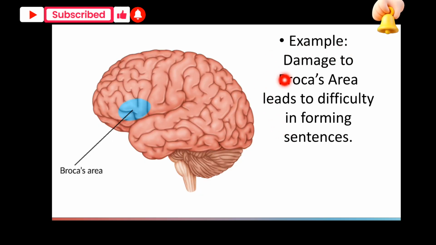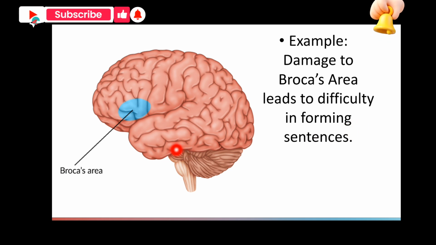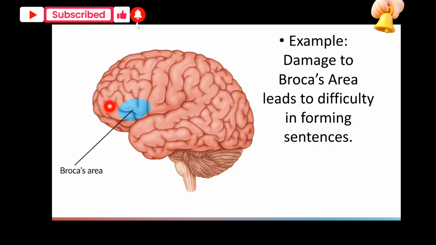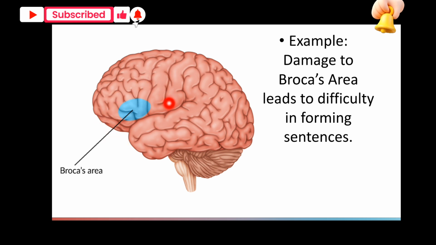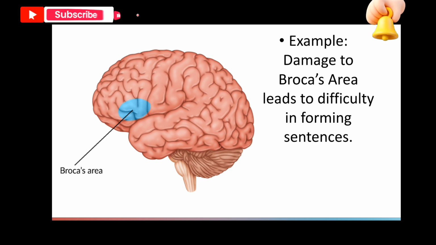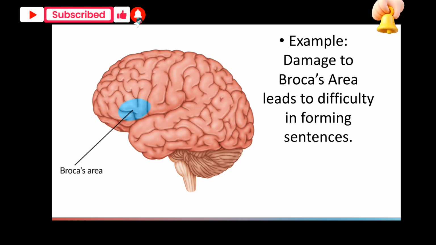Example: damage to Broca's area leads to difficulty in forming sentences. If this part of your brain is damaged, you will have problems in what? Forming sentences. This is called Broca's area. If Broca's area is damaged due to stroke or some injury, you will have problems in forming sentences. Okay?